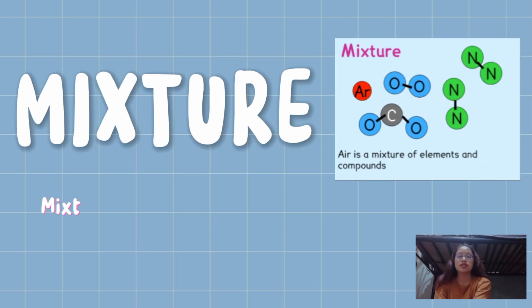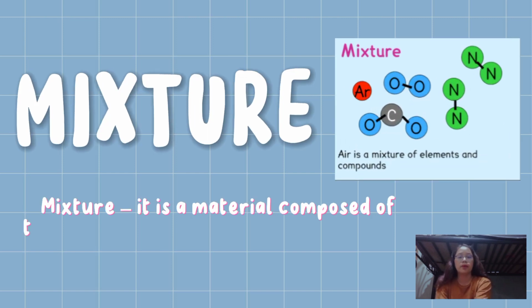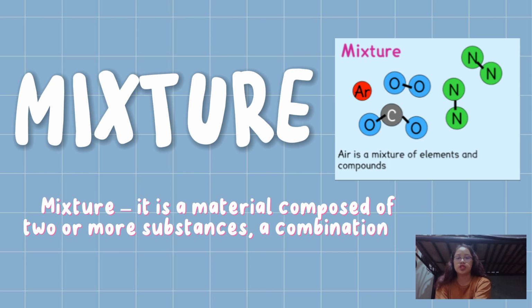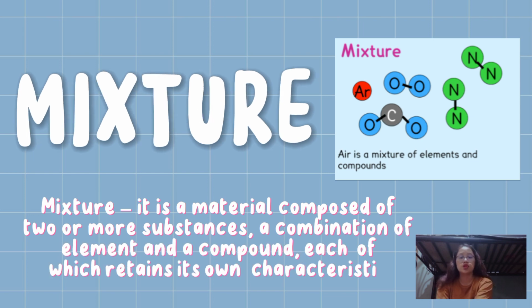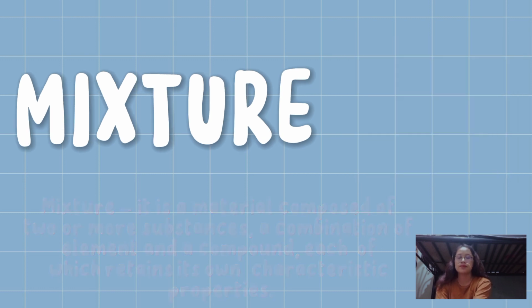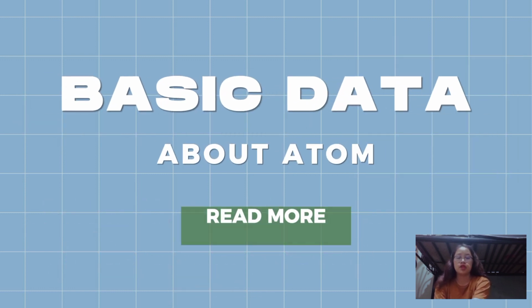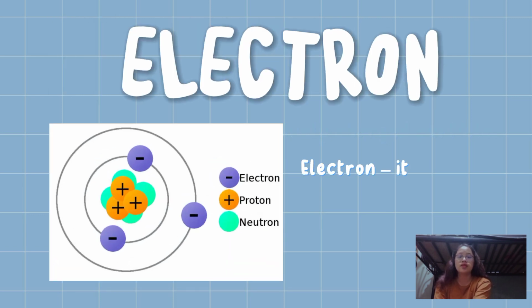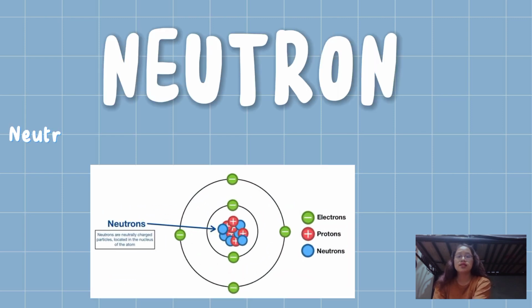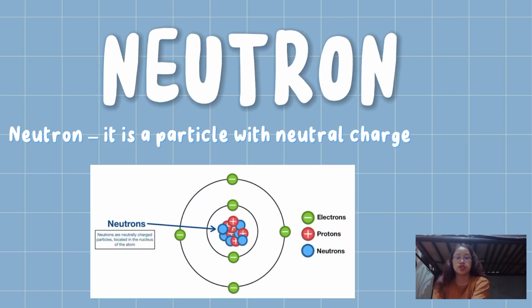And mixture is a material composed of two or more substances, a combination of elements and compounds, each of which retains its own characteristic properties. Now, basic data about the atom. First, proton is a positively charged particle, while electron is a negatively charged particle. Neutron is a particle with neutral charge, no charge.